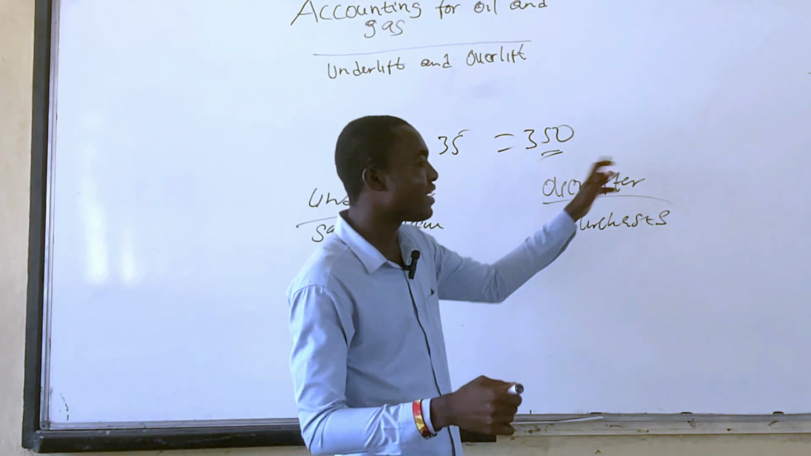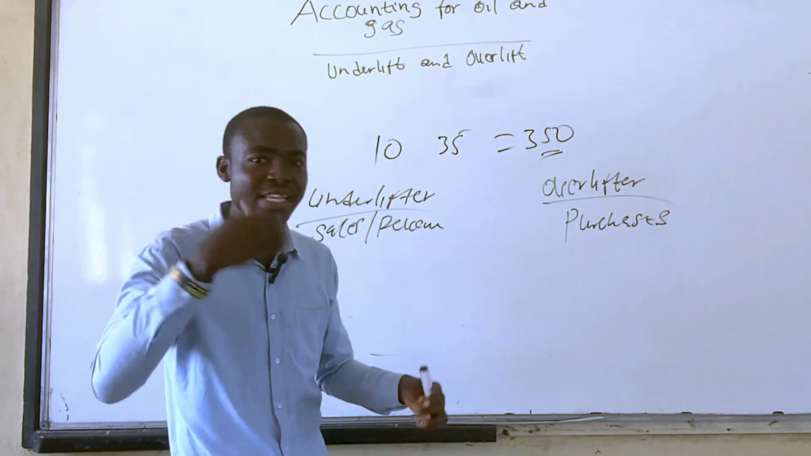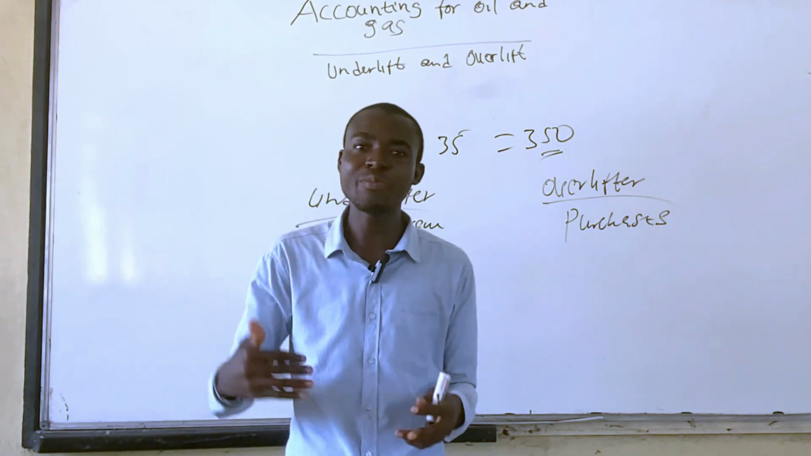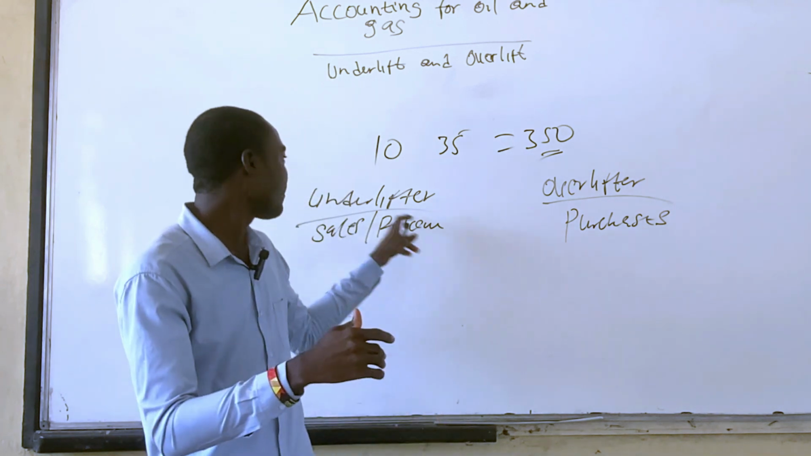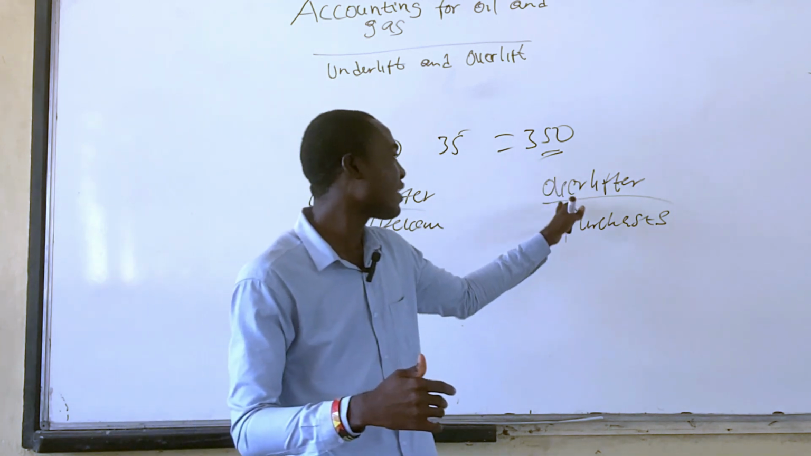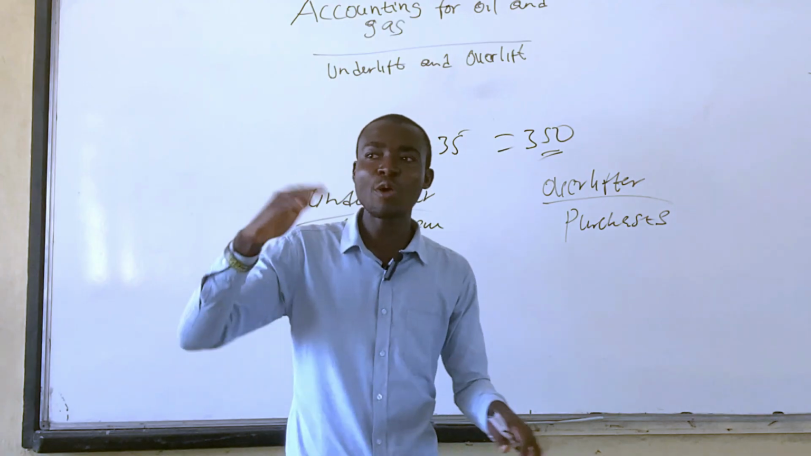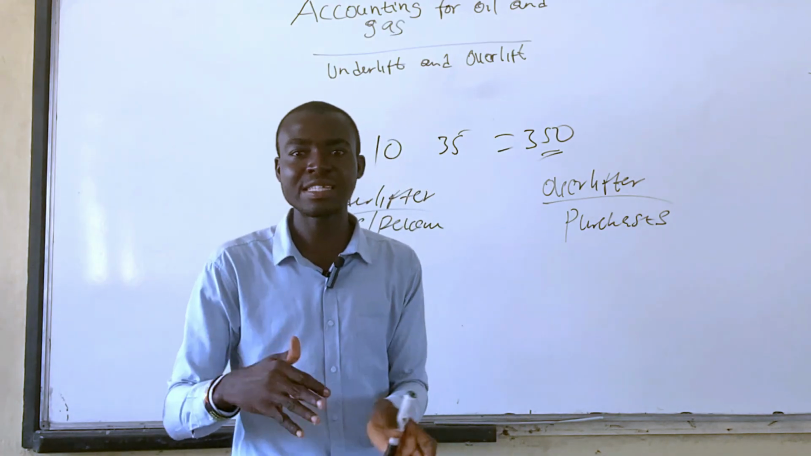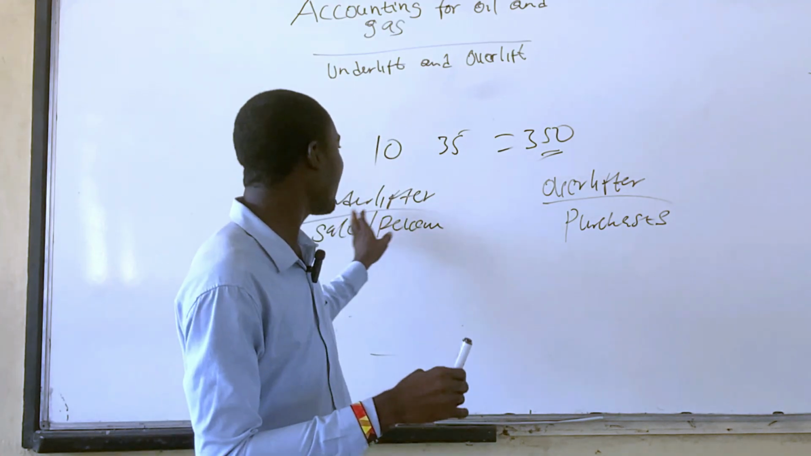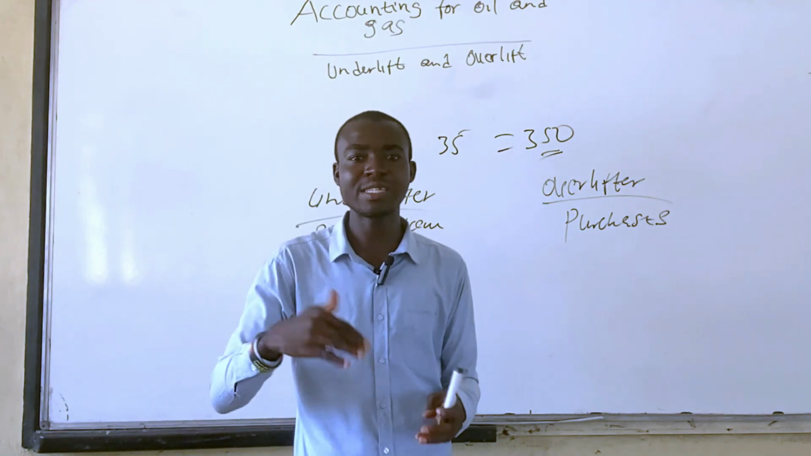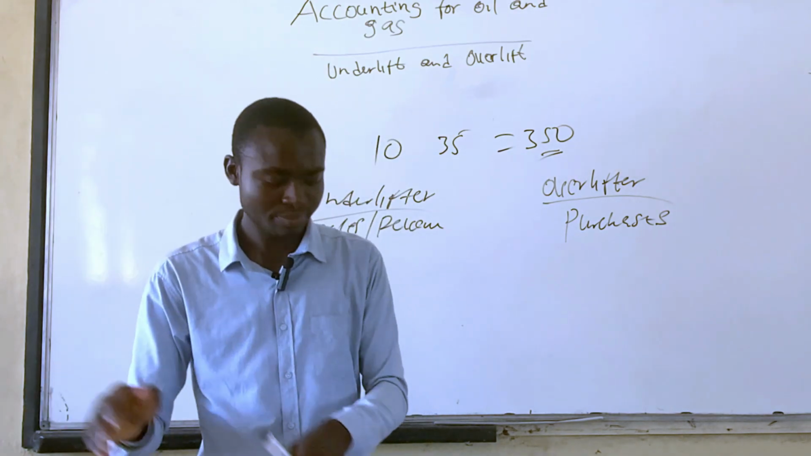And then in the books of the overlifter, since the overlifter has taken more than what it's supposed to take, it means it is owing the underlifter. So the overlifter will recognize it as payables, that's liabilities. And the underlifter will consider it as receivables, which is a current asset.